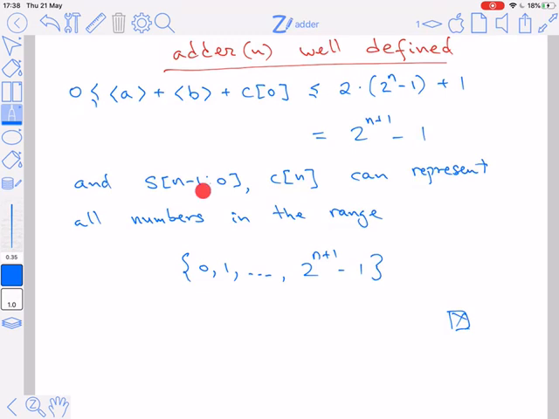Now let's look at the other side, where we have S and Cn. S and Cn together can represent all numbers in the range 0, 1, 2, up to 2 to the n plus 1 minus 1. This again follows from binary representation. Therefore, the adder is well defined, because whatever this amounts to, we can represent it with S and Cn.